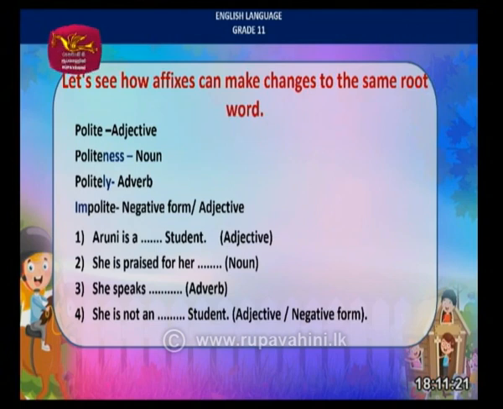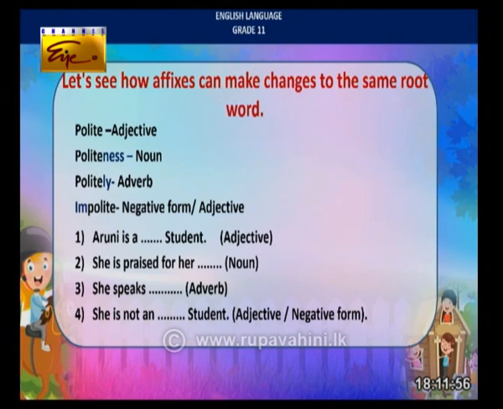Right, Miss Suchitra, can you tell me what word should we use in the first blank? All right, let's see. Children, you also can try. Aruni is a blank student. All right, so the words are polite, politeness, politely, impolite. You have given the clue, adjective there. So, can we use polite? Yes, I think we can go with the word polite, because the word polite is describing the word student, which is a noun. So definitely we can go for that.